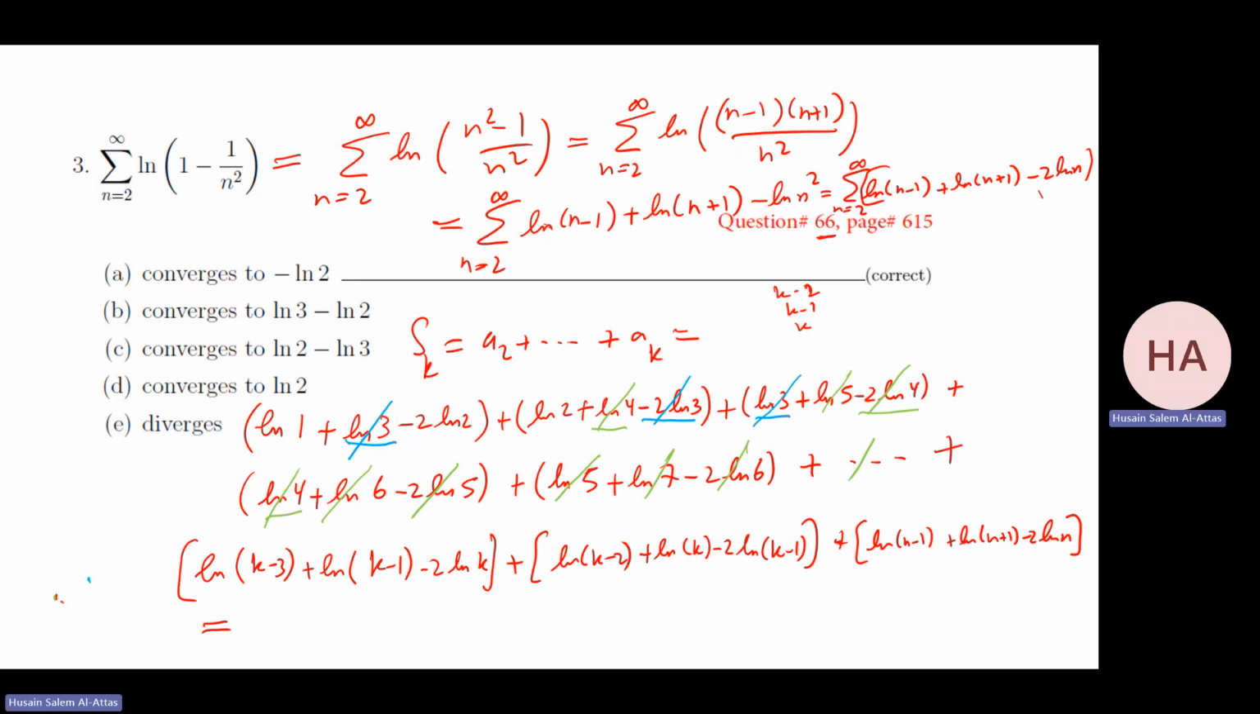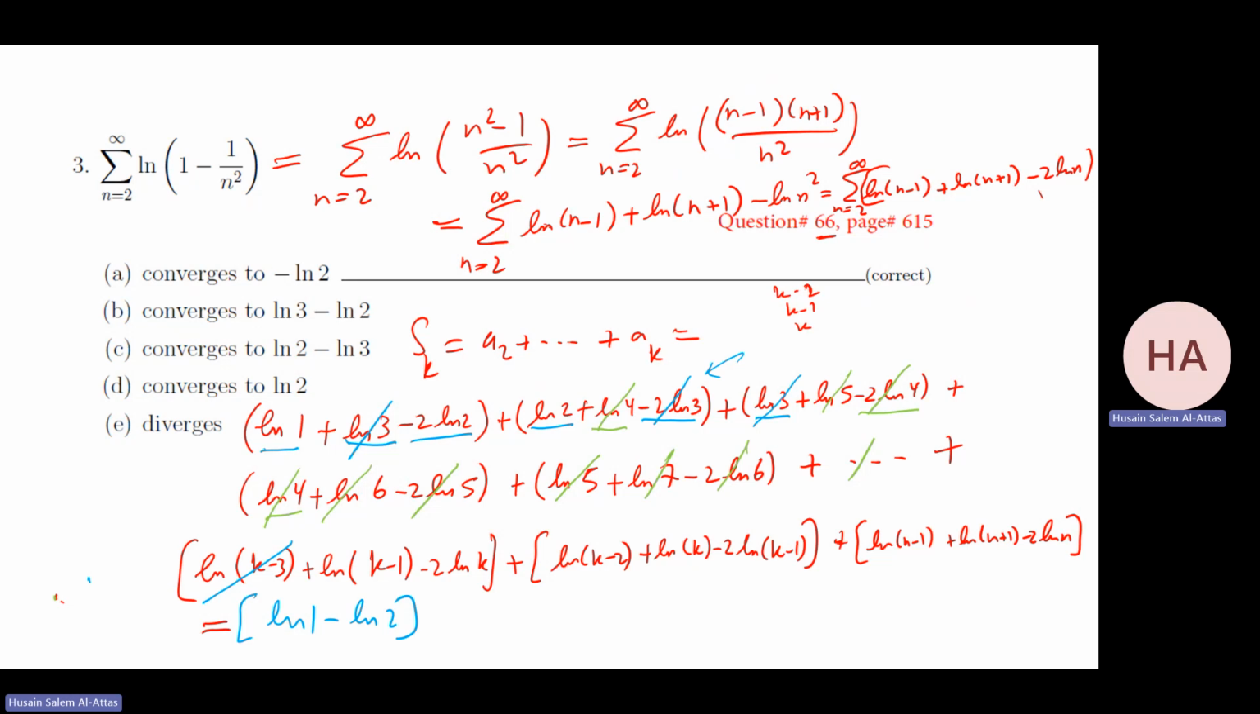In the beginning, I have 3 terms: 1, 2, 3. So I have ln 1 minus ln 2. The rest will be cancelled. At the end, be careful, what will we have? We will have this k minus 3. It's very clear it will be cancelled somewhere before, because it will be like ln 3, which will be cancelled backward, by the one before it.